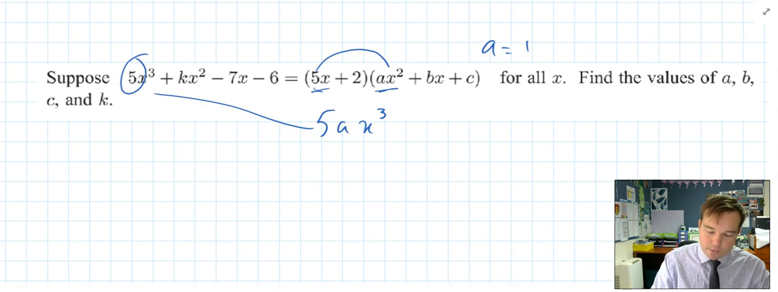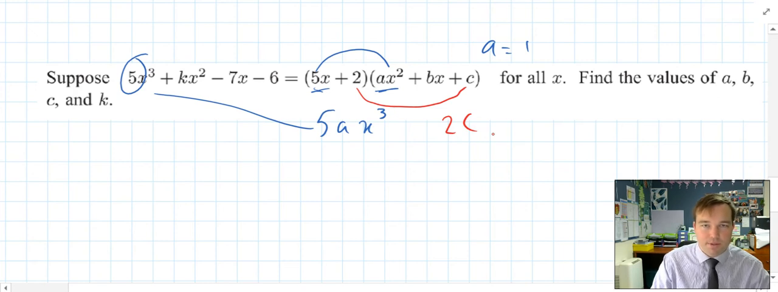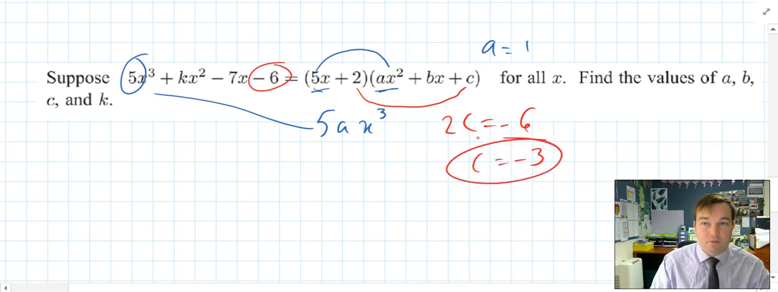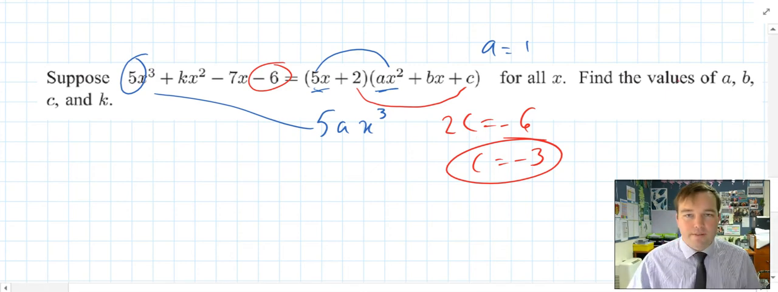The other easy one that falls out is normally the constant term, because that is the only way we get a constant, is the two constants multiplying. 2c is equal to minus 6, therefore c is equal to minus 3. Alright, not too bad. Alright, so we've knocked out the easy ones. The easy ones are usually the leading coefficient and the constant.